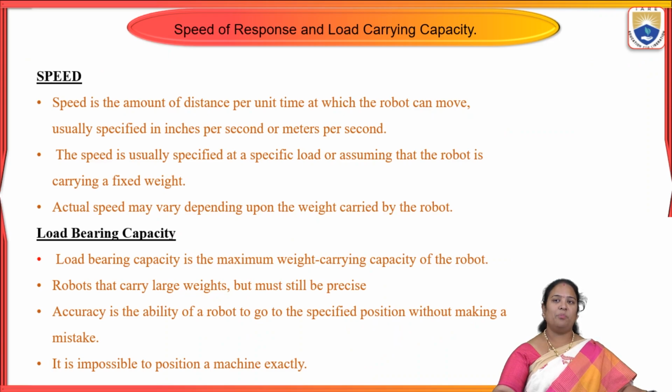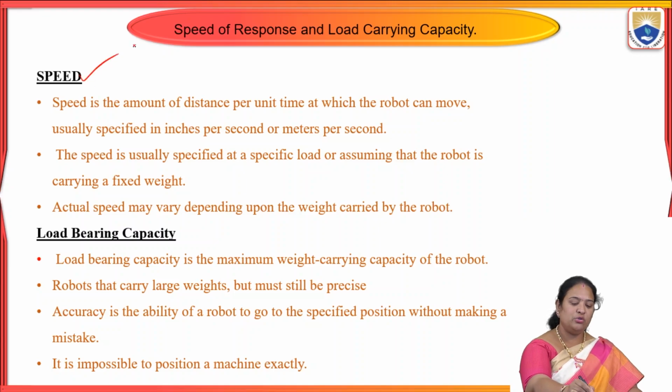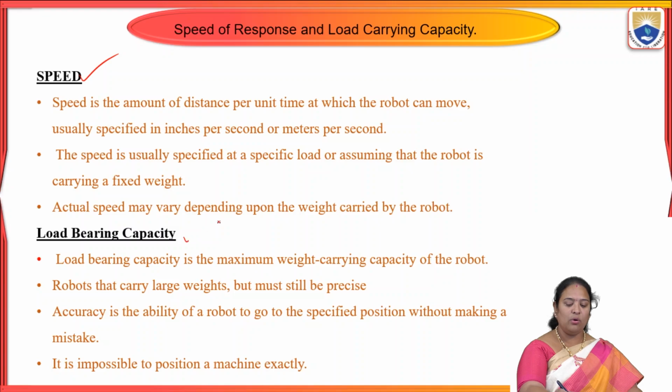Next, the last topic is the speed and the load bearing capacity. We need to know at what speed the robot will be working. The speed is the amount of distance per unit time at which the robot will be moving. Usually we specify it in inches per second or meters per second. And load bearing capacity.